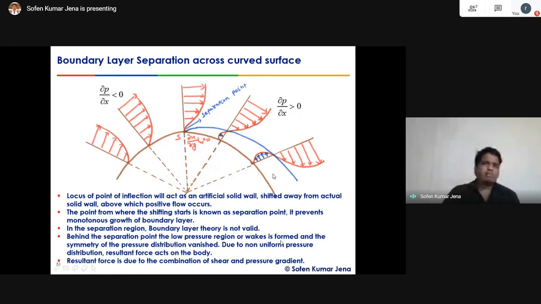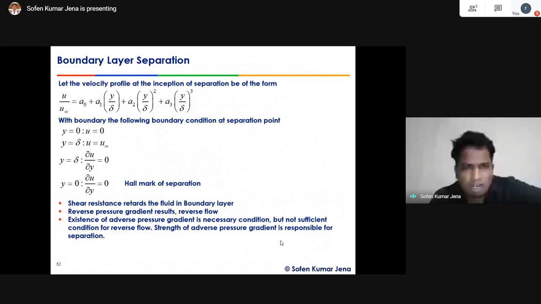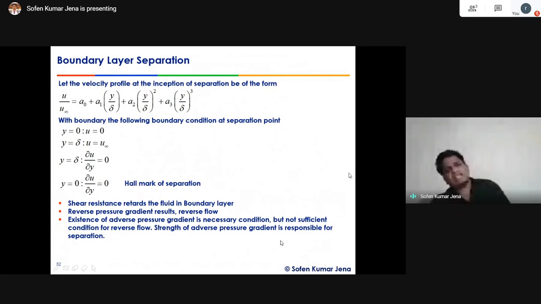Okay, so let's assume the boundary layer separation, where it is happening. To calculate the boundary layer separation, just assume the ratio of the boundary layer velocity to the free stream velocity, u by u infinity, is a polynomial function of the stretching parameter y by delta, where delta is my boundary layer thickness. I can take up to a third order polynomial function.